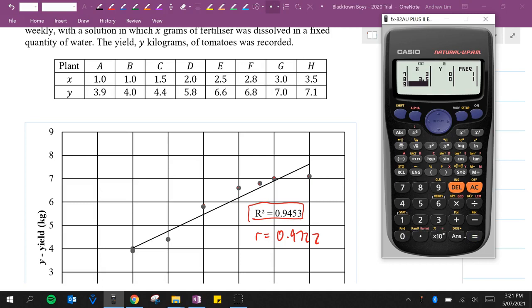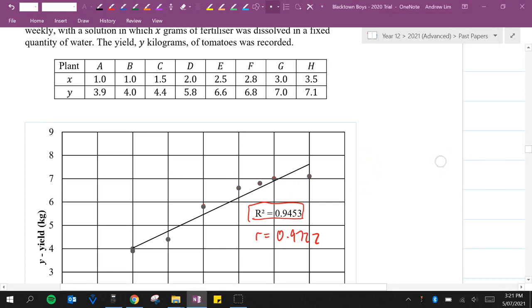Now it says I've entered 8. Let me just double check there are 8. 1, 2, 3, 4, 5, 6, 7, 8. Good. Right, down arrow, and enter my y values. 3.9, 4, etc. Good. Press the AC button. To get all our S's, we need to press Shift 1. And this is regression, so I'm going to hit number 5. And we've got A and B there.